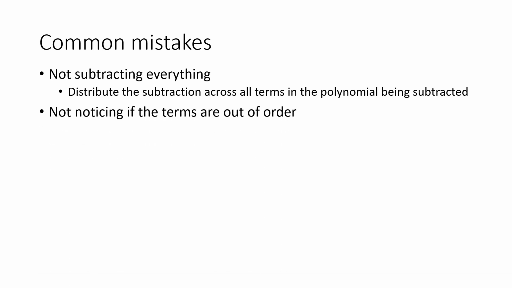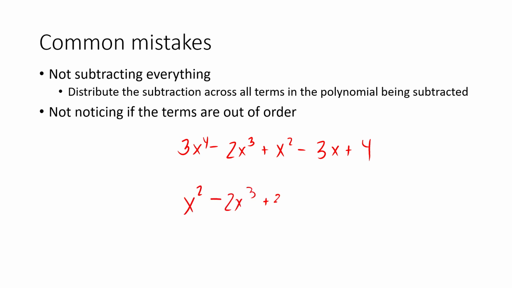And just not noticing if the terms are out of order. So typically in a polynomial, you'll start with the biggest exponent and you will count down. And so you'll go all the way down to, remember that was x to the 0. But there's nothing that says it has to be that way all the time. And so you might get a polynomial that looks like this, where they are out of order, and you just want to be really mindful of that when you're looking for your like terms, that they might not be in the position where you expect them to be. So just be a little bit mindful of that.